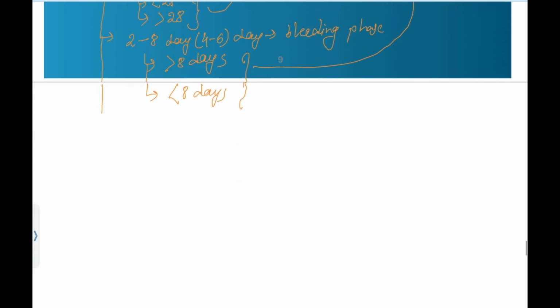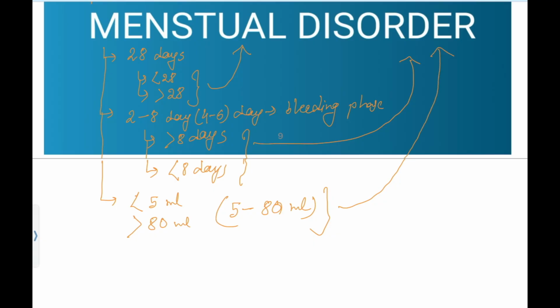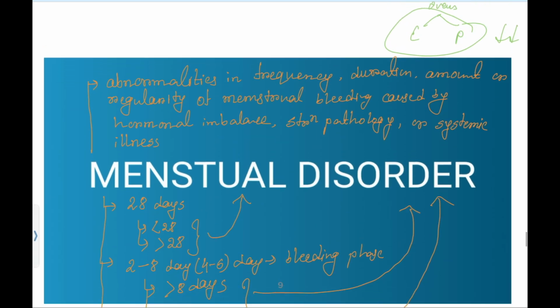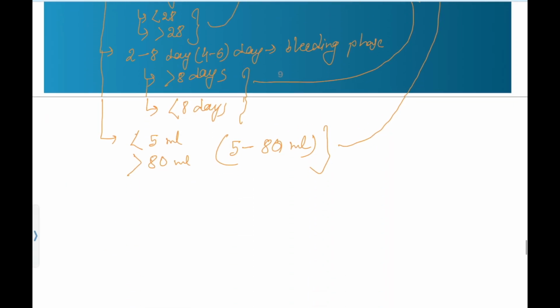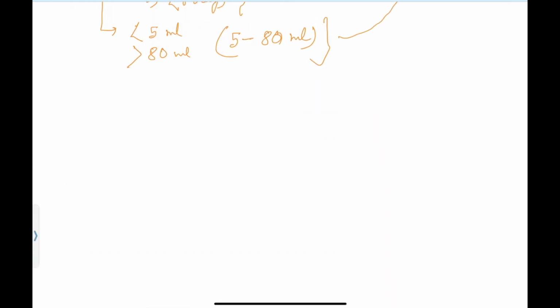Okay, if any female has an average blood loss of less than 5 ml or more than 80 ml, because the average range of blood loss is between 5 to 80 ml, that will be considered under menstrual disorder. Understood? So anything in frequency, duration, amount of blood loss, or regularity of menstrual bleeding, if any abnormalities are there in those ranges, due to hormonal imbalance or structural pathology or systemic illness, all will come under your menstrual disorder. So what is the classification of this menstrual disorder?